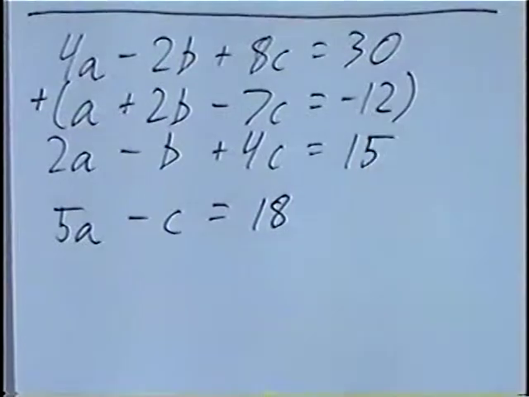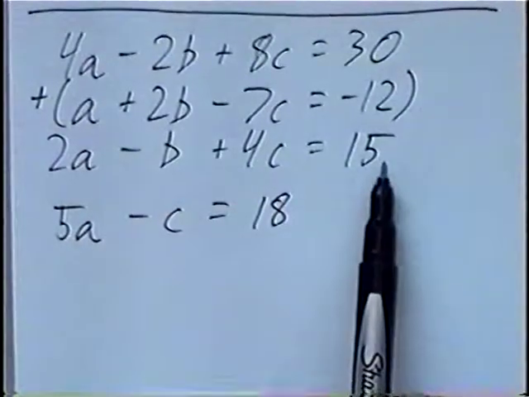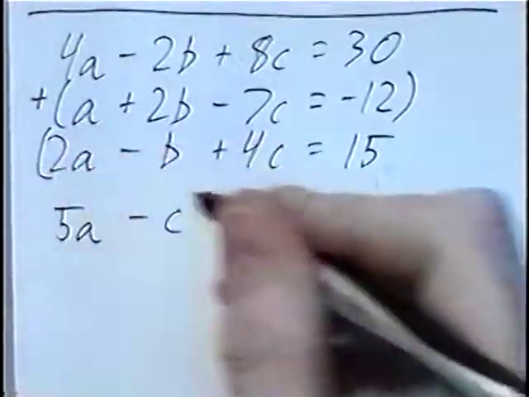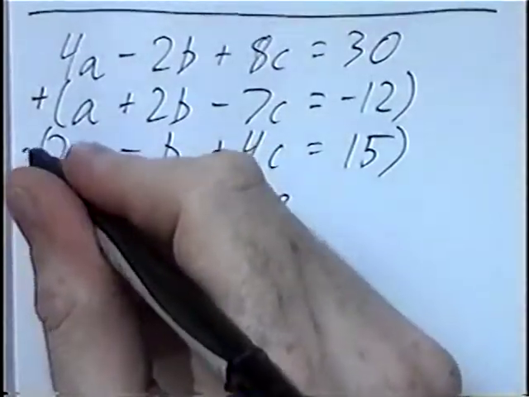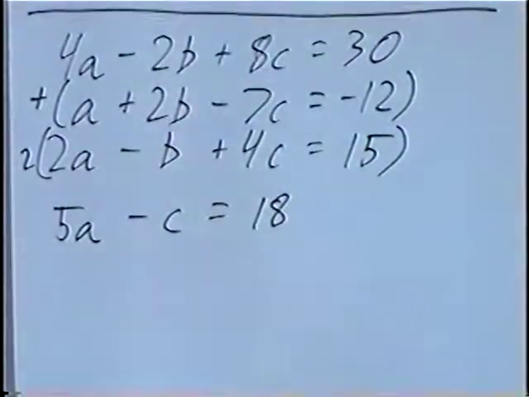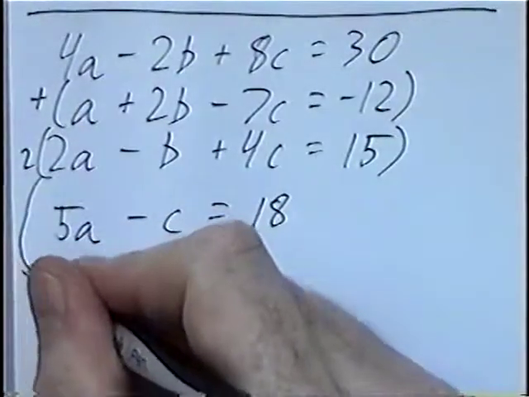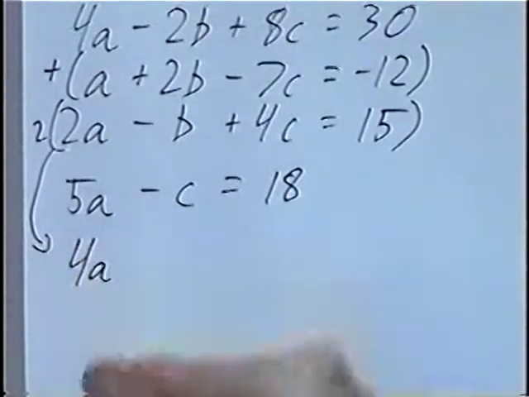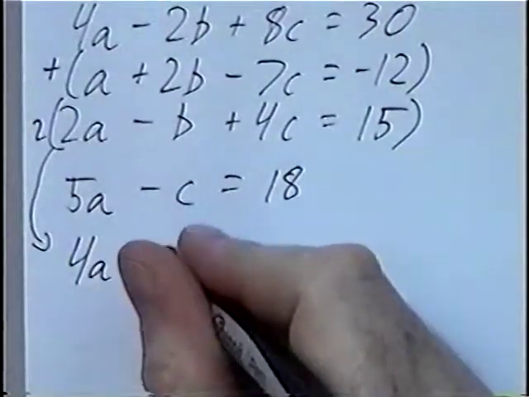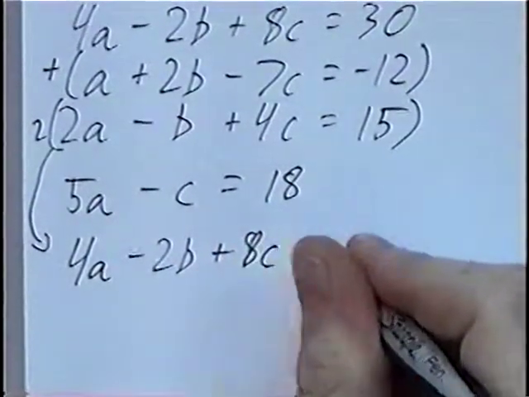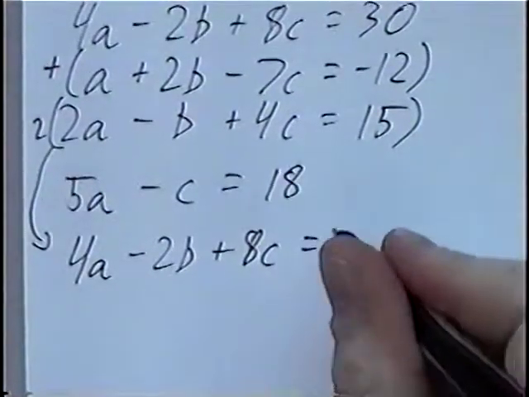Once you combine two of the equations to cancel out a variable, in this case b, you want to use the other equation, which is the third equation we have not used, and cancel out that same variable. For example, if we take the third equation, we can multiply by 2. That way we'll have negative 2b, and then we can combine it with either equation to cancel out the b's. So continuing on, 2a times 2 would be 4a. 2 times a negative b would be negative 2b. And 2 times 4c would be 8c. 2 times 15 would be 30.